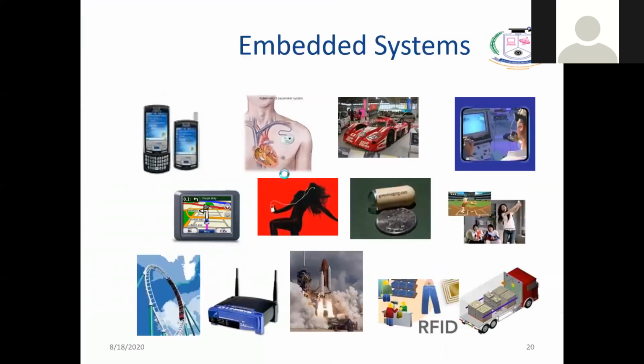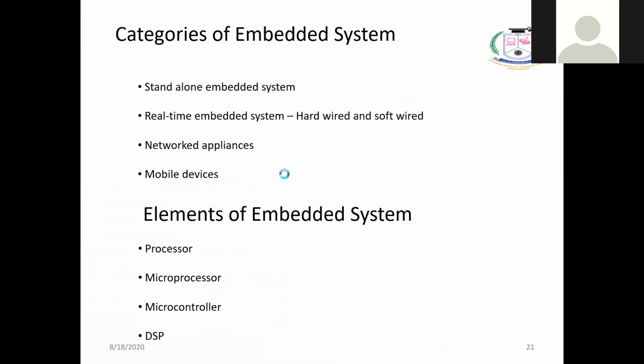These are the applications I have listed out. Before going into the category of embedded system, we have standalone embedded systems and real-time embedded systems. Depending upon that, network appliances and mobile devices are the categories of embedded systems. So I told you what the elements of an embedded system are.